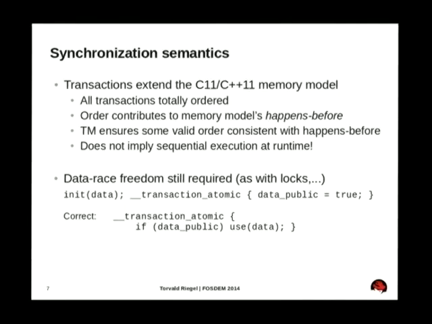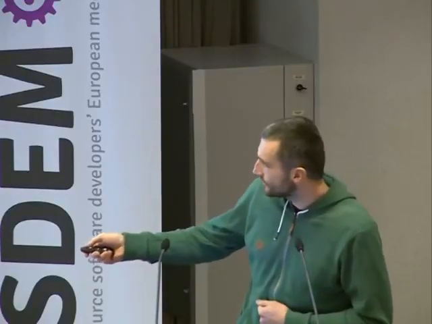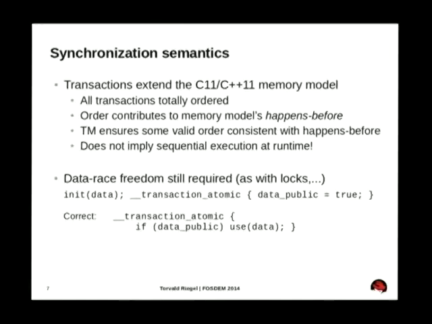However, there's a gotcha, and that is that data race freedom is still required. That is the case throughout all of C and C++, right? Whether you're using locks, low-level atomics, whatever. And it means that if your program has a data race, you get undefined behavior. So I have a small example there about publishing data: you have one thread doing initialization of the data, and then it uses a transaction to publish the data by setting a flag. And the other thread uses a transaction to use the data if it has been published.